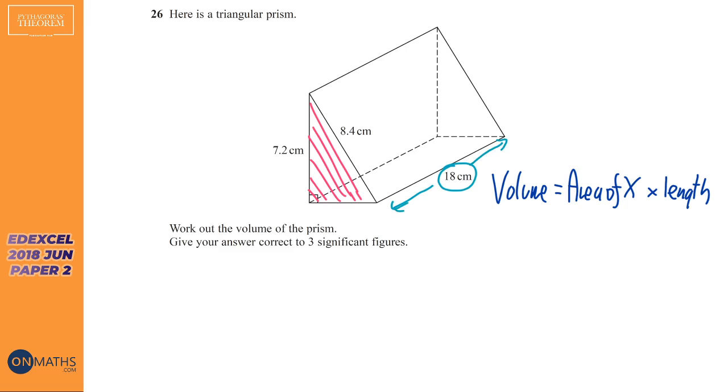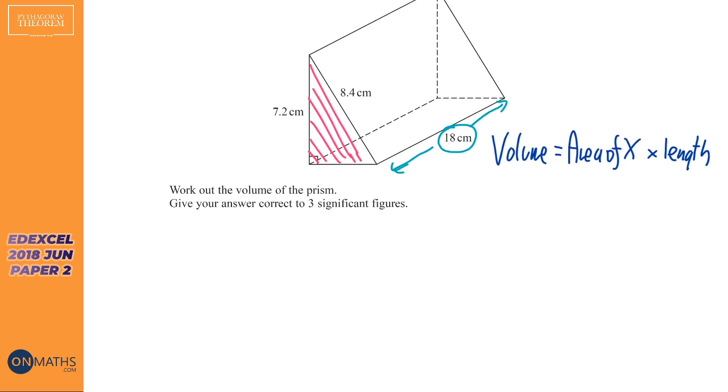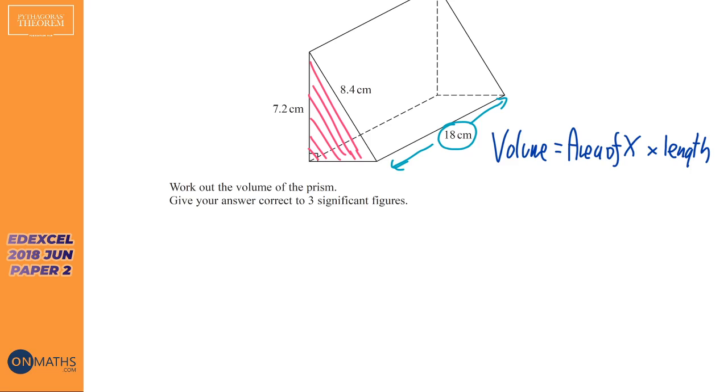Okay. But we can't actually work out the area of that triangle yet. Now some of you might think, oh, is the area not just half times 7.2 times 8.4? No. Area of a triangle, let's pick a different colour. So area of the cross section, which is a triangle, is half times base times height.